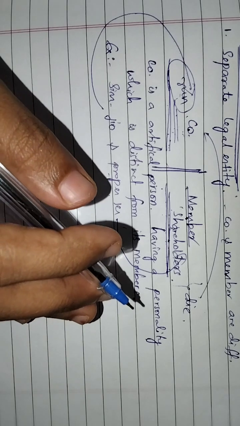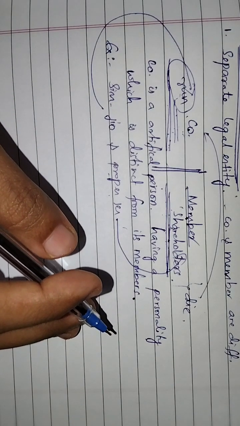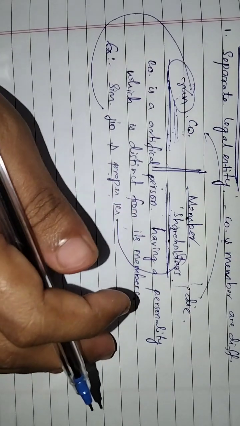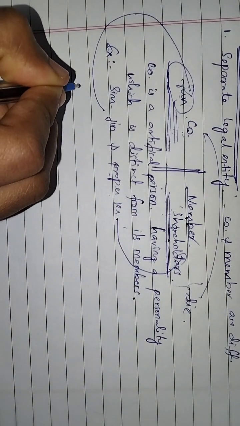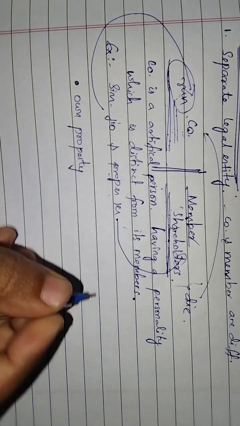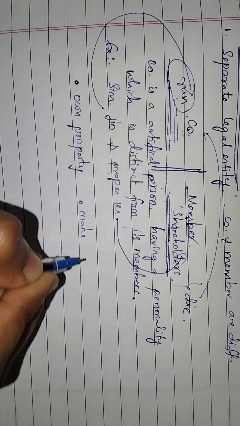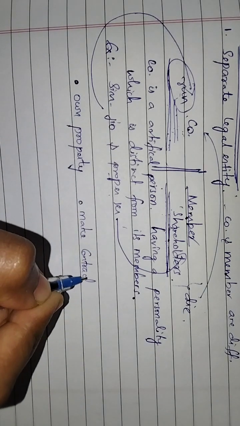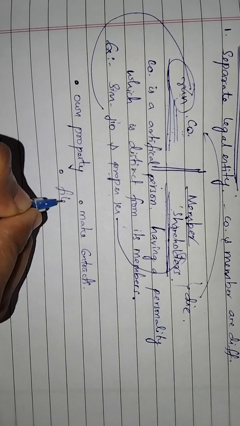the company has a distinct legal entity. It is independent of its members. What can a company do? A company can own property. It has the right to own property. It can go into contracts. Company can make contracts. It can even file suits.